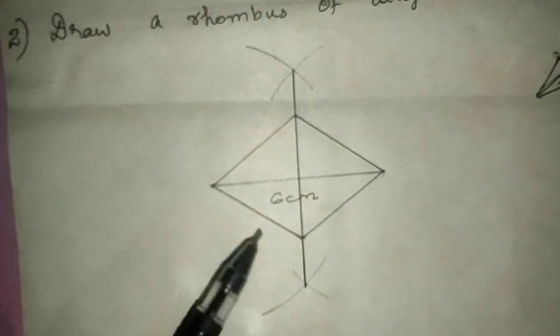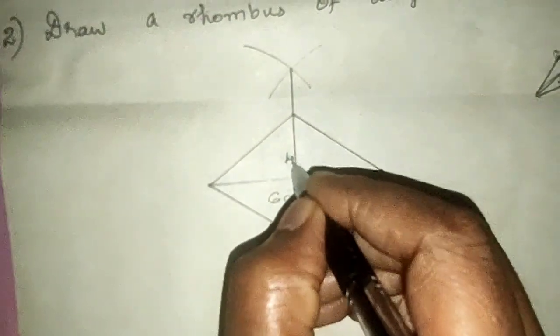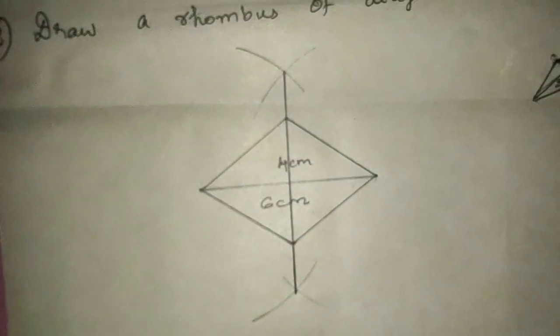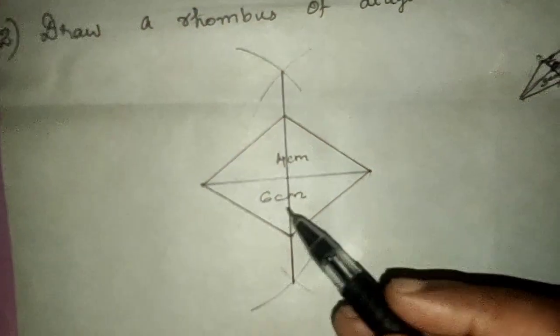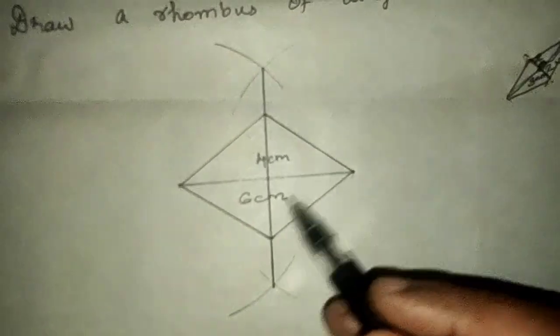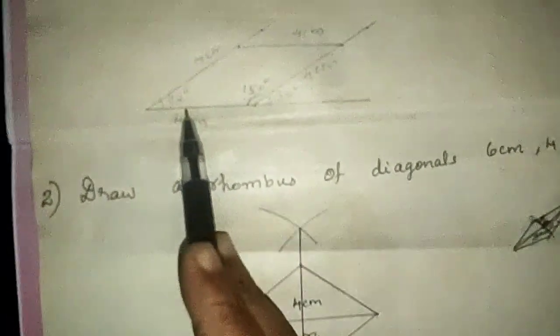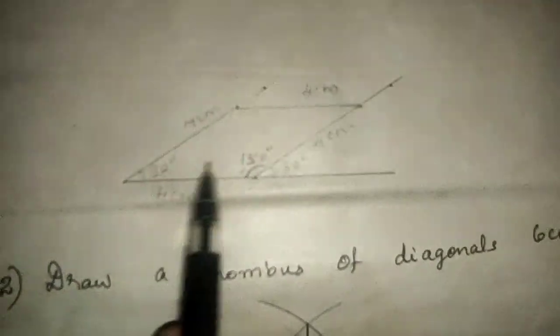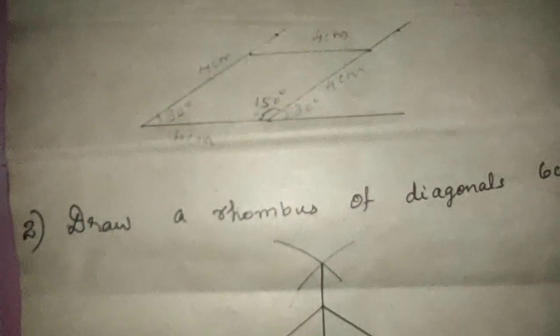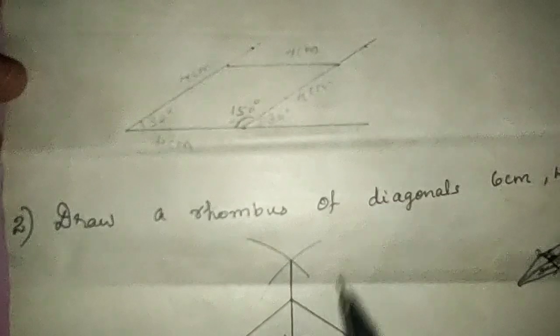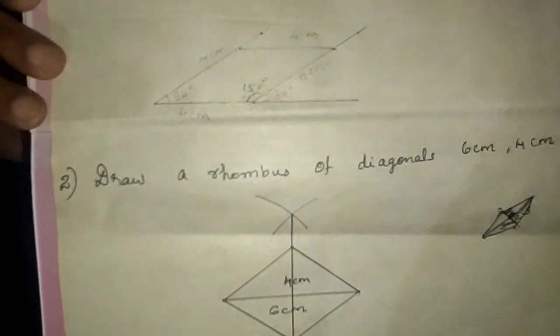So if we have the length of the diagonals, this is the second diagonal with the 4 centimeter. Okay, so we can draw a rhombus if the diagonals are given, and if sides and angles are given, then also we can construct a rhombus. Okay, do these two constructions in your notebook.